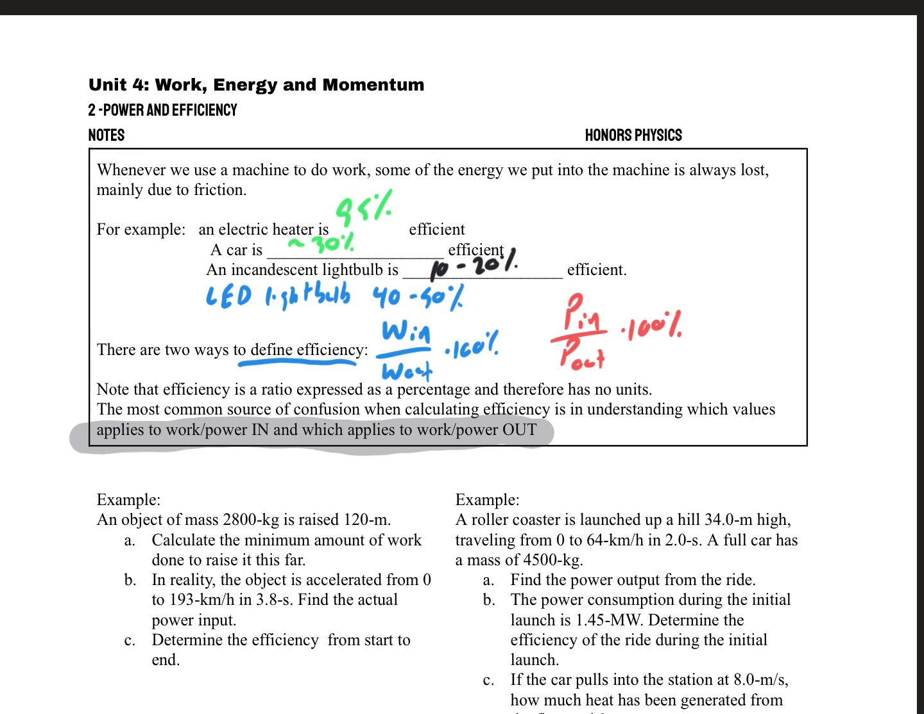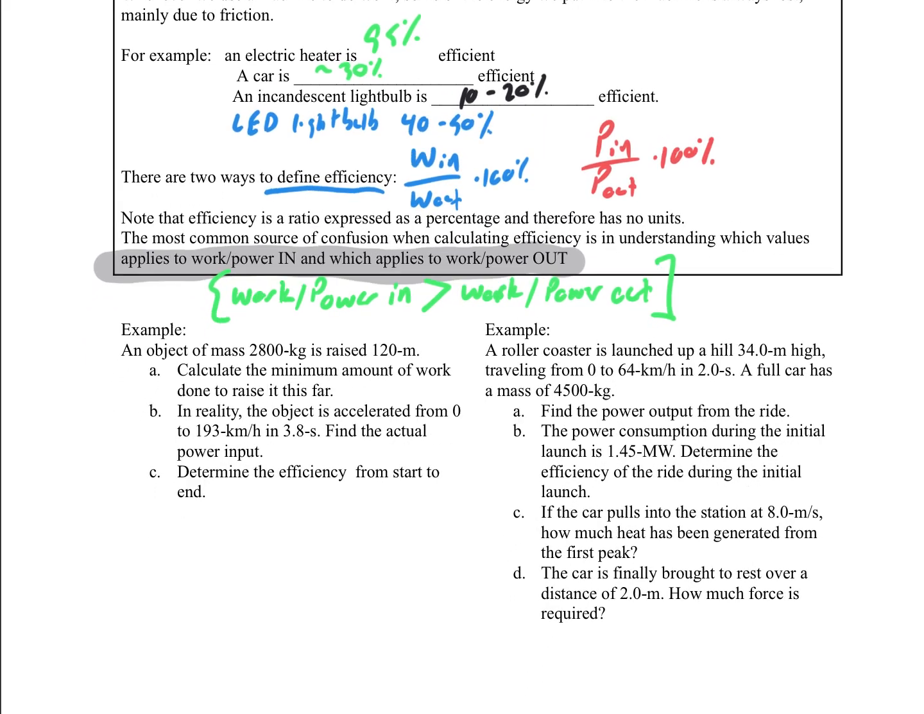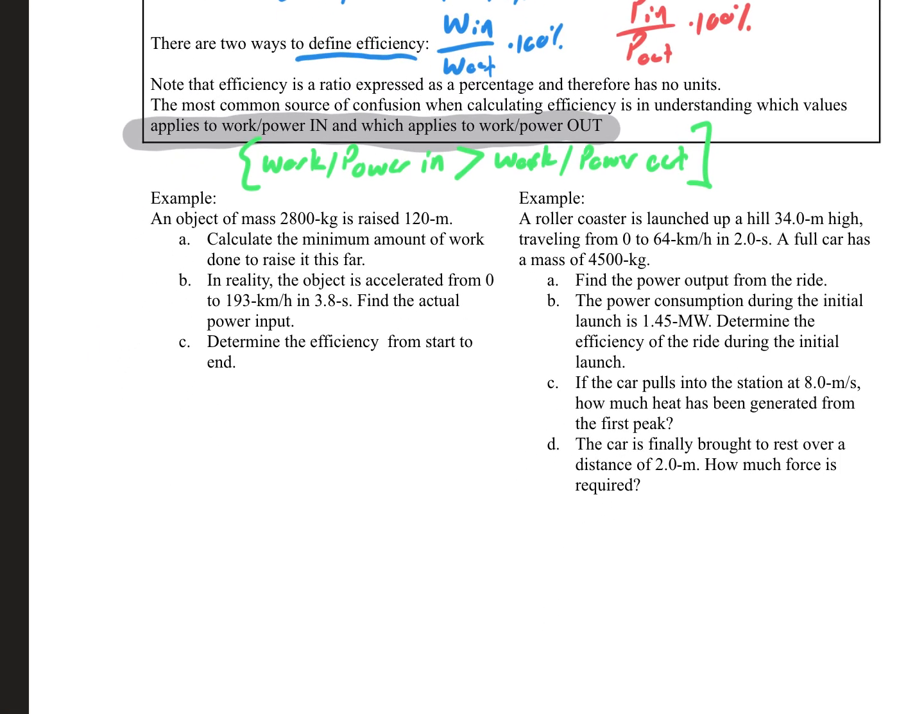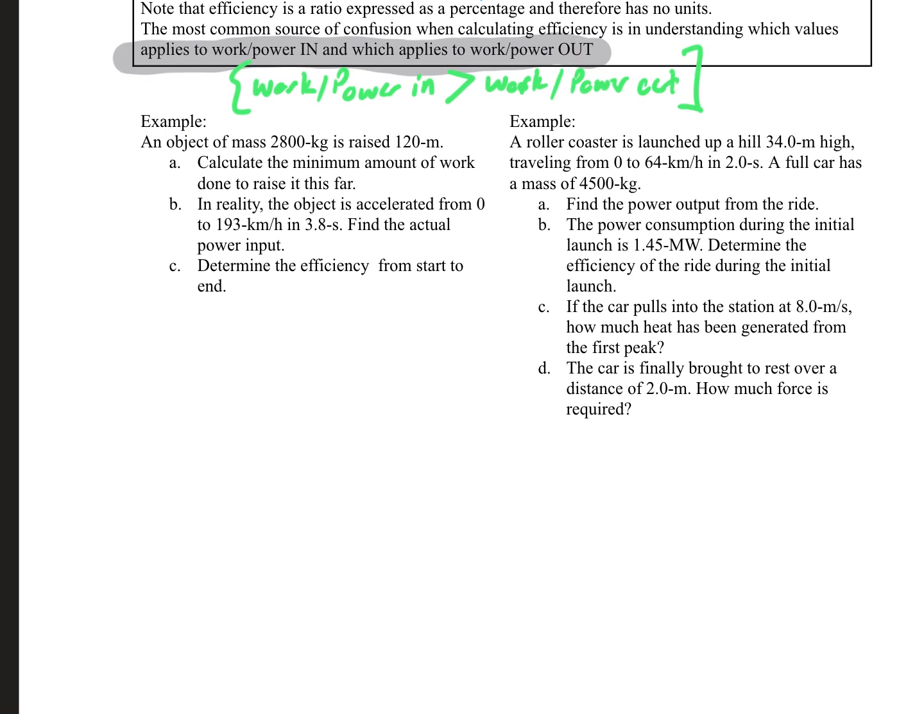One of the things you have to know is that the work or power in is always going to be greater than the work or power out. We haven't figured out how to make things more than 100% efficient. That'd be really cool if we could figure that out. But let's work a couple of questions here to see how we can use this power and efficiency idea.